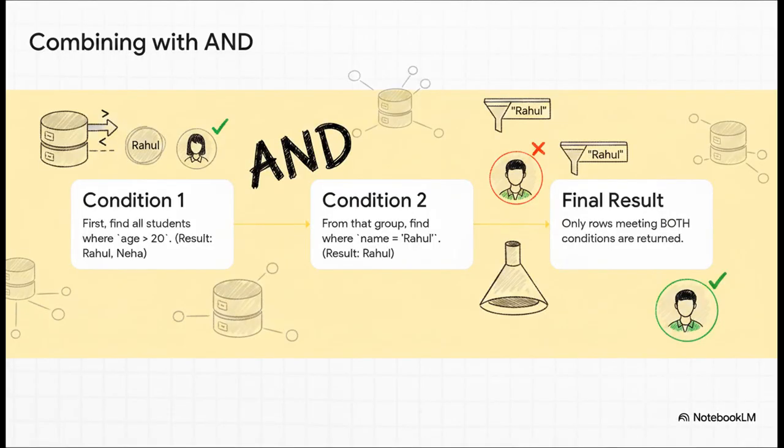Now, this is where it gets really powerful. What if you need to be even more specific? You can stack your filters together with the word and. So the database does a 2-step check. First, it finds everyone older than 20. That gives us Rahul and Neha. Then it looks at just that small group and asks, okay, out of you two, which one is also named Rahul? Only one person meets both rules, and that's our final result.